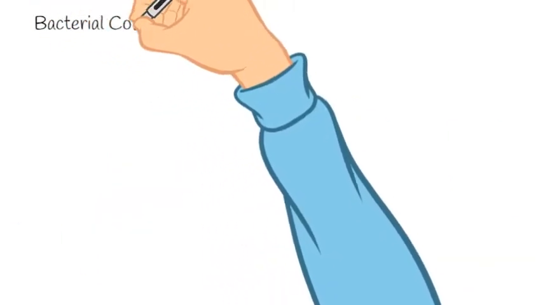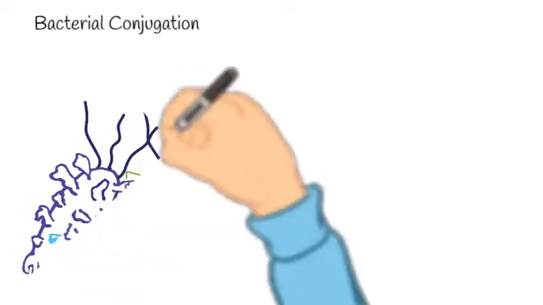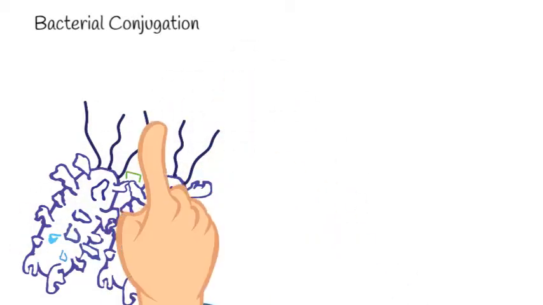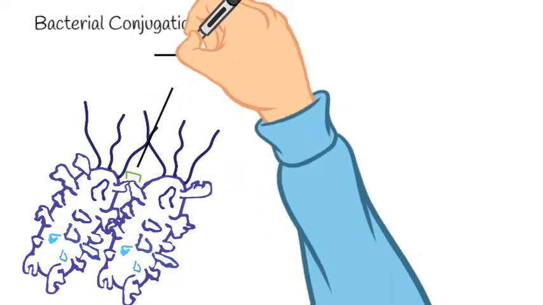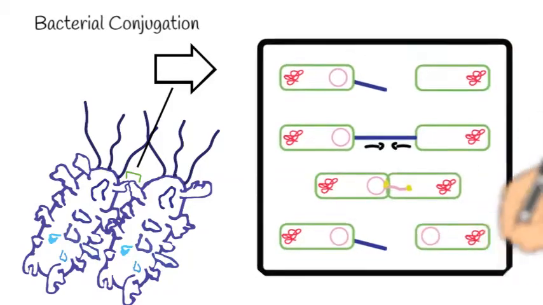Bacterial conjugation is the act of bacteria building a bridge with use of pili and transferring genetic material through this bridge. Now let's get a bit of a closer look and understand what I'm talking about here. First, we will start with the inner workings of this pili.